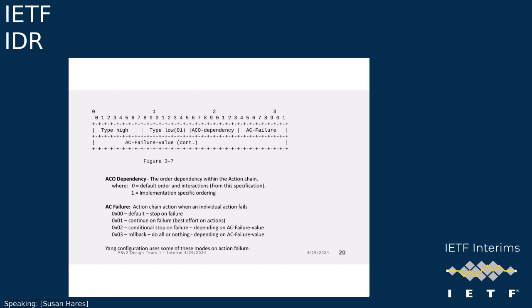Do you simply stop on failure? Do you continue? Do you continue if it's conditional? Or like in the configuration, do you do it all or nothing? We have had some interesting discussions on this, but we really didn't get to it because most people said, okay, I just want the user ordering for the filters because I'm still doing implementation-specific ordering, but I'm running into problems because I can't order my filters. So for the initial IP filtering, this dependency might say, yep, keep on with the implementation.